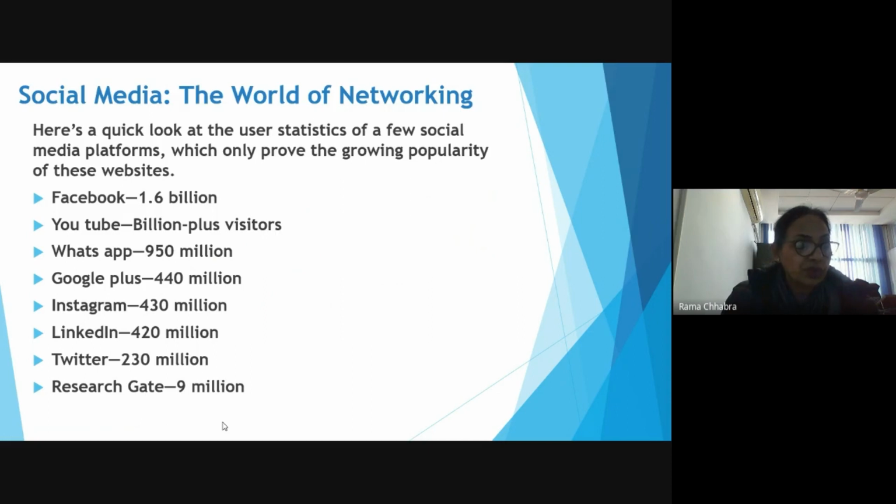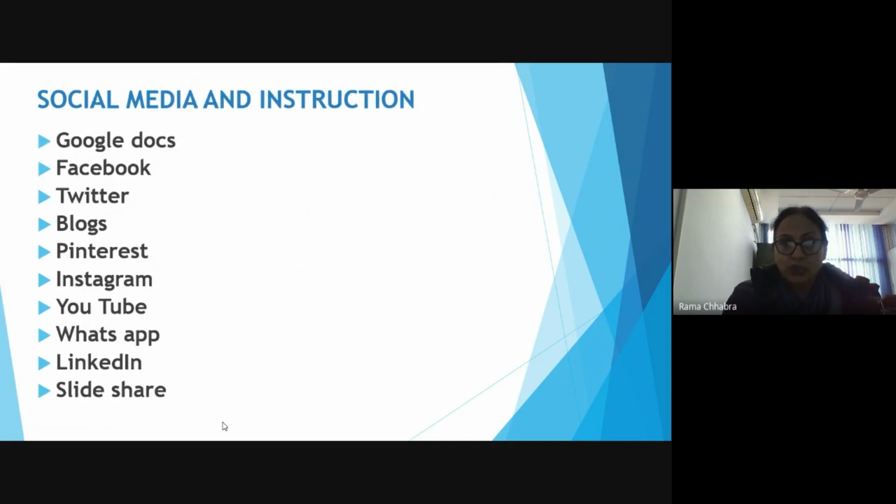So the use of social media is not limited only to professionals or elders, but it is also being widely used in the educational sector by students, as social media provides any data you want very easily and quickly within a fraction of a second. So now coming to social media and instruction: social media in the classroom. Popular social media sites can be used in the classroom.